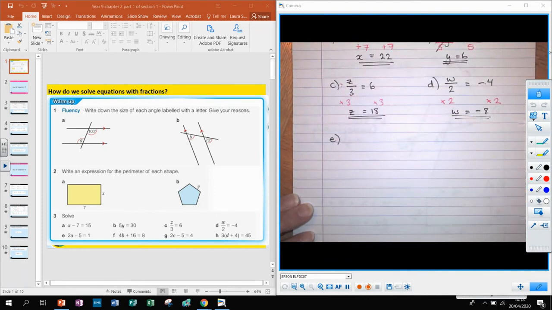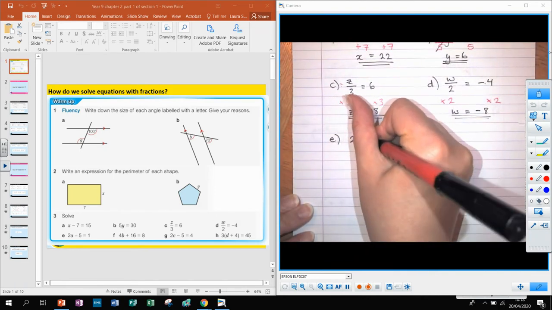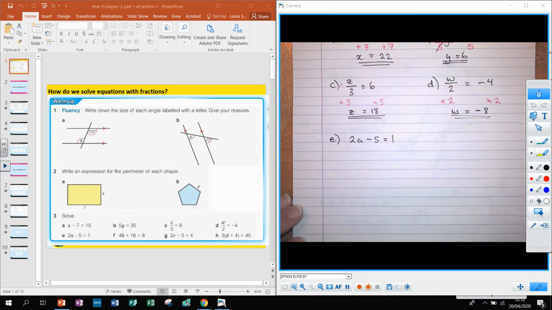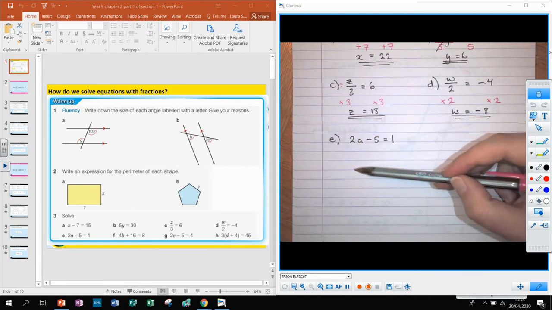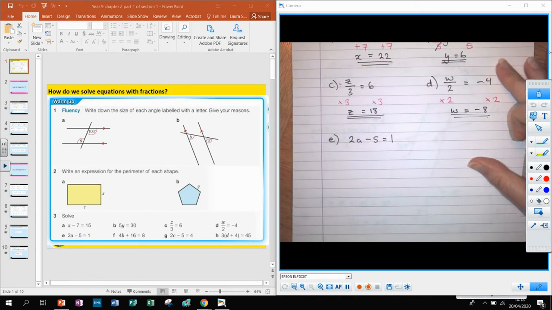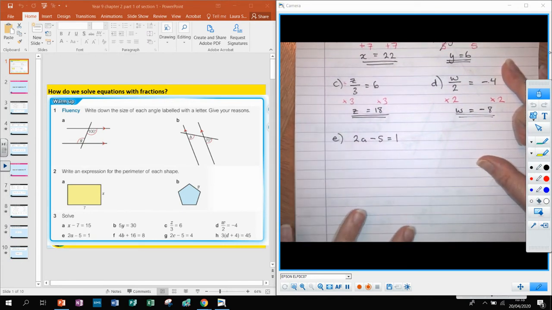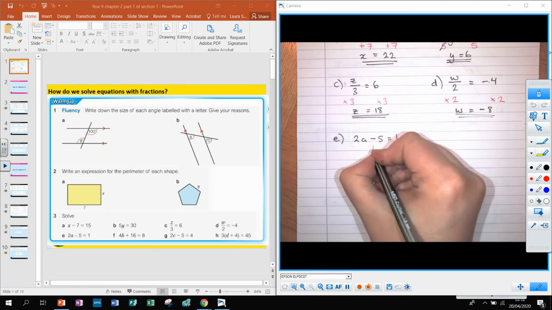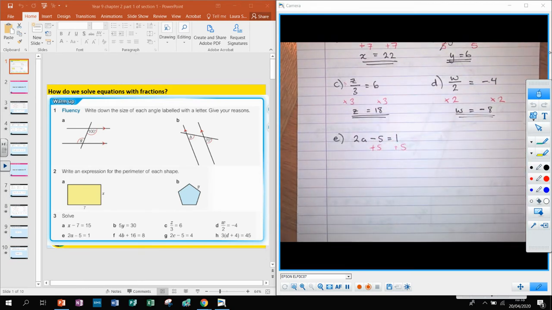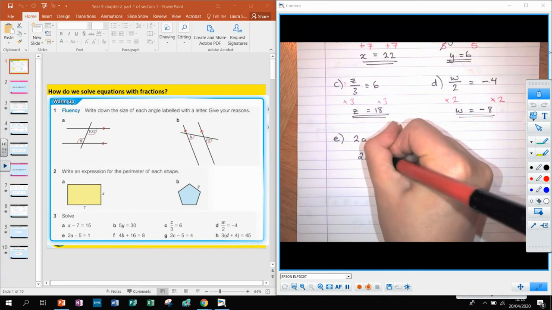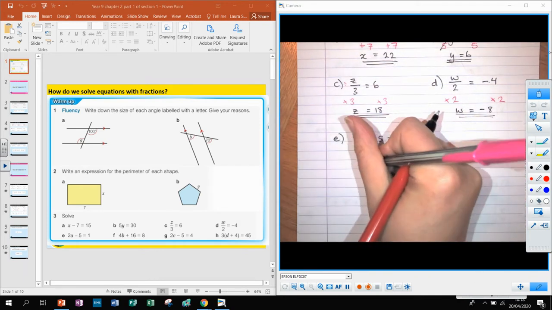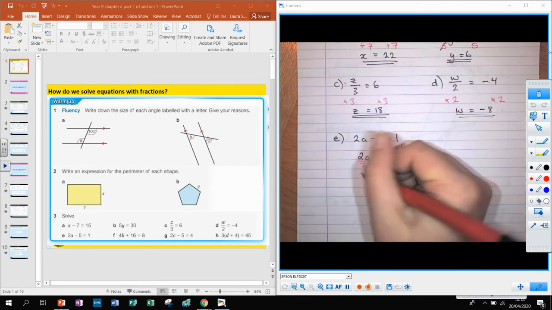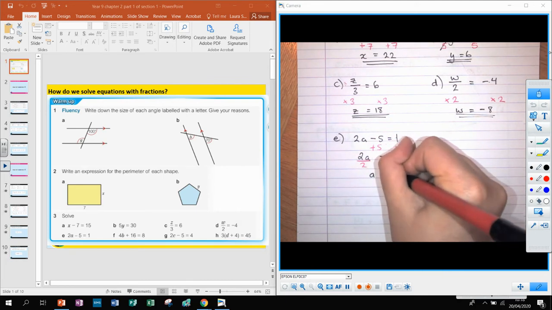For part E, let's do that one next. 2a minus 5 equals 1. So far, we've had to do one step. For this one, we have to do 2 steps. And we're going to do adding and subtracting before we do multiplying and dividing when we're solving because we're going in reverse, okay? So we're going to add 5 to both sides, and that gives us 2a is equal to 1 plus 5, which is 6. And we can then divide by 2, which gives us a is equal to 3.